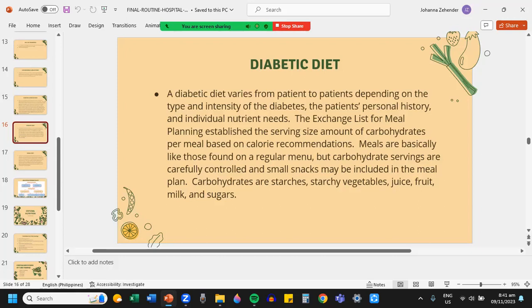Okay, next, we also have the diabetic diet. The diabetic diet varies from patient to patient depending on the type and intensity of the diabetes, the patient's personal history, and individual nutrient needs. The exchange list for meal planning establishes the serving size amount for carbohydrates per meal based on calorie recommendations. Meals are basically like those found on a regular menu, but carbohydrate servings are carefully controlled and small snacks may be included in the meal plan. Now, carbohydrates are starches, starchy vegetables, juice, fruit, milk, and sugars. Okay, that's for your diabetic diet.